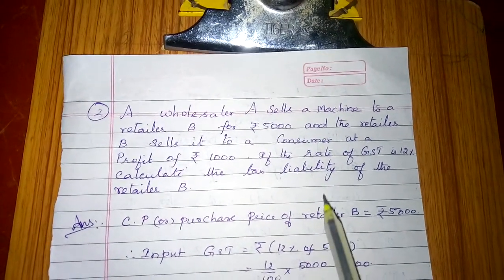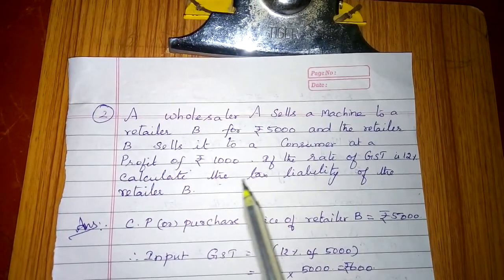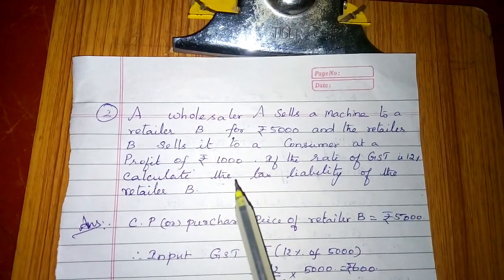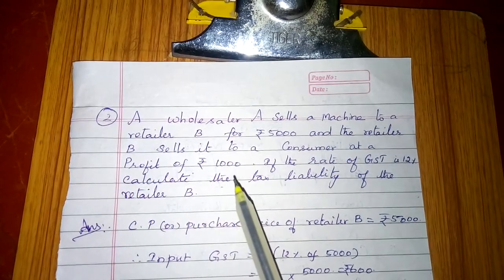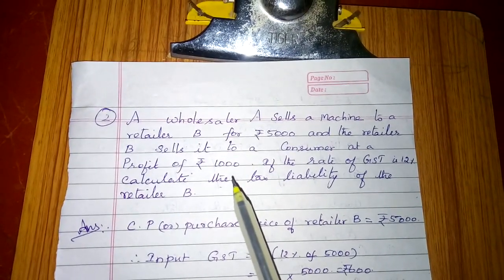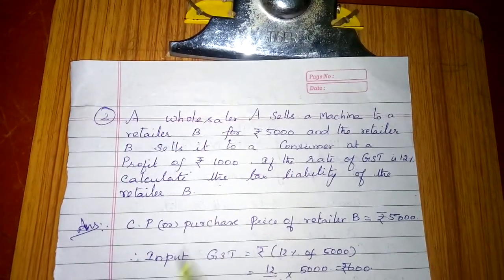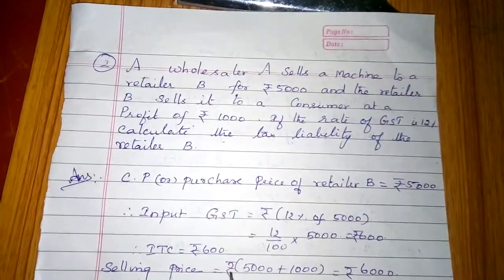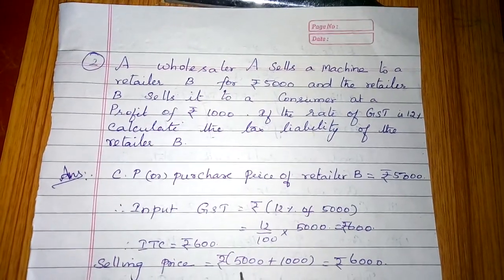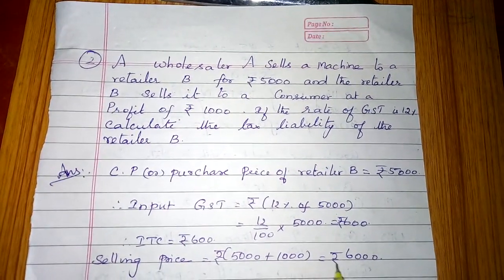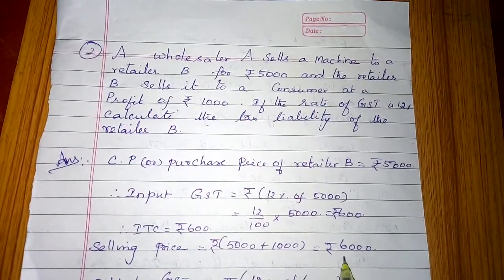Next, he sells it to the consumer at a profit of rupees 1000. So 5000 is his cost price and the profit is 1000, so he sold it for rupees 6000. So the selling price of retailer B is equal to rupees 5000 plus 1000, equal to rupees 6000.